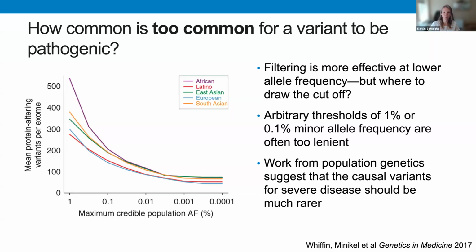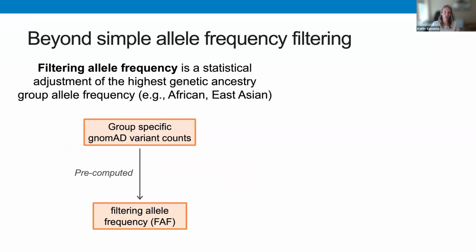You could use presence absence, though we don't necessarily suggest that, given that sometimes there are errors in the database. But you could also, for example, use a more complicated filtering approach. So one thing that we provide on the website is a filtering allele frequency. So this is a statistical adjustment around the highest genetic ancestry group frequency. It's mostly just to account for the fact that we're sampling from populations around the world. So we take the highest group specific gnomAD count and we pre-compute this filtering allele frequency. It's just sort of a bound around that.